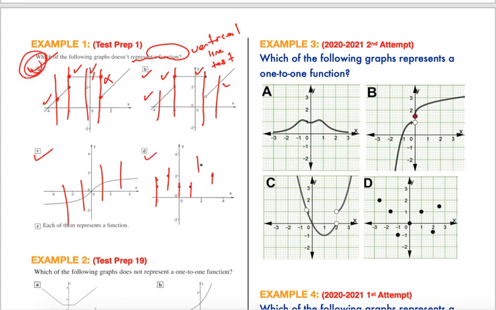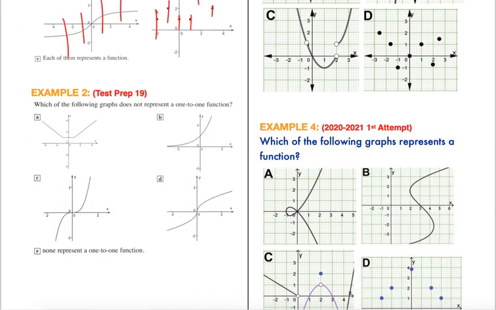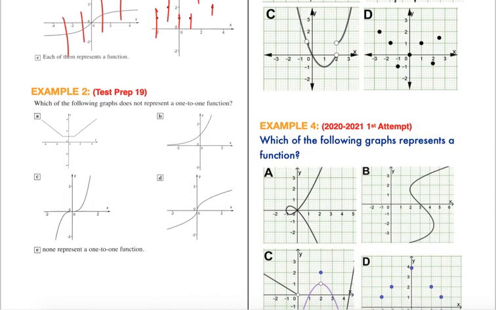Option A doesn't represent a function only because there are 2 points on top of each other. The line is crossing the points twice. So that doesn't represent a function. Example 2, test prep 19. Which one doesn't represent a one-to-one function?